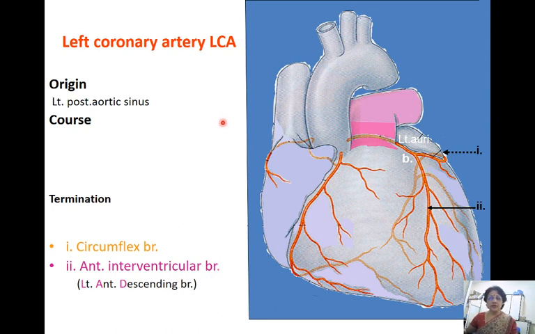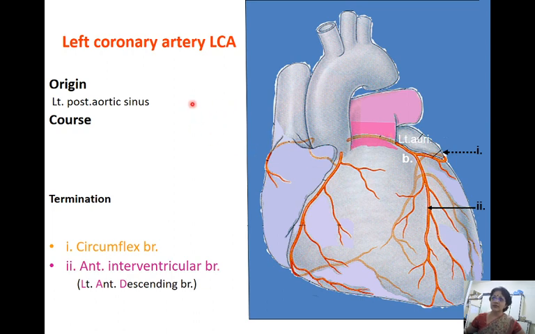Before we go into the left coronary artery, this neural conduction within the heart will be dealt with as a whole. You must pay good attention. It will help you correlate. So the left coronary artery, that is the second main branch.